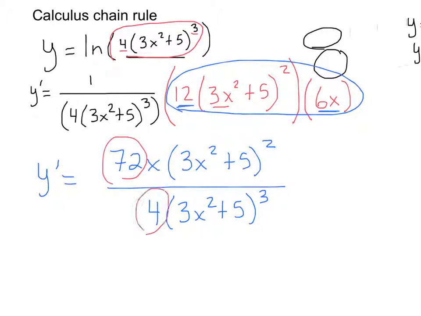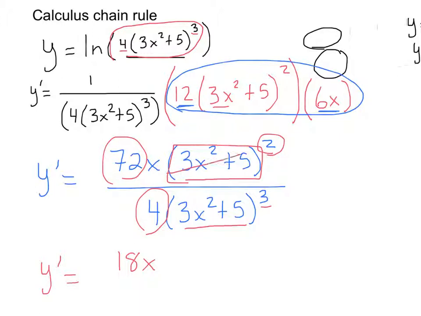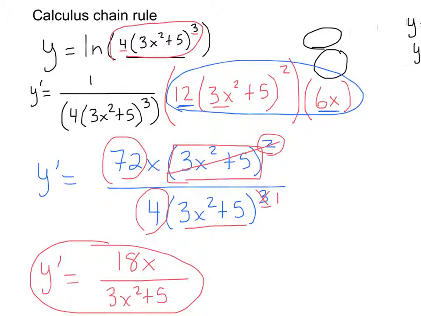72 divided by 4 is 18. And so I've got y prime equals, on top, 18x. Now let's look. I've got 3x squared plus 5 all squared. And on bottom I have 3x squared plus 5, but it's cubed. So I'm going to cancel these two with 2 of them on bottom, so that 3 becomes a 1. And so on bottom all I'll have is 3x squared plus 5. And so what you see there is your derivative of the original function, ln of 4 times 3x squared plus 5 all cubed. So this right here would be your final answer.